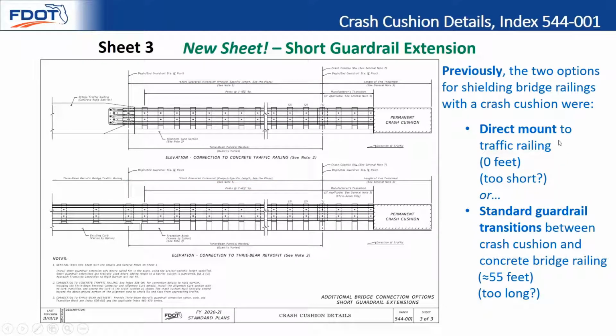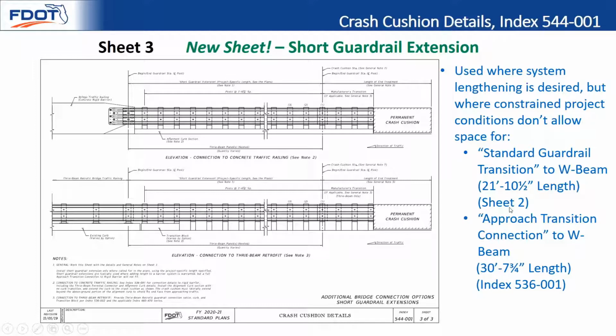So previously we had two options for shielding bridge railings with crash cushion. As I was saying, we have the direct mount, which is basically a 0-foot extension, so that could be too short. You've got the standard guardrail transitions that, if you add them all together, are about 55 feet, which could be too long. So some intermediate length might be desired, and so the simple approach would be this. This is all the same, and you also have an alignment curve. You just extend it all the way to the crash cushion, so it's pretty simple.